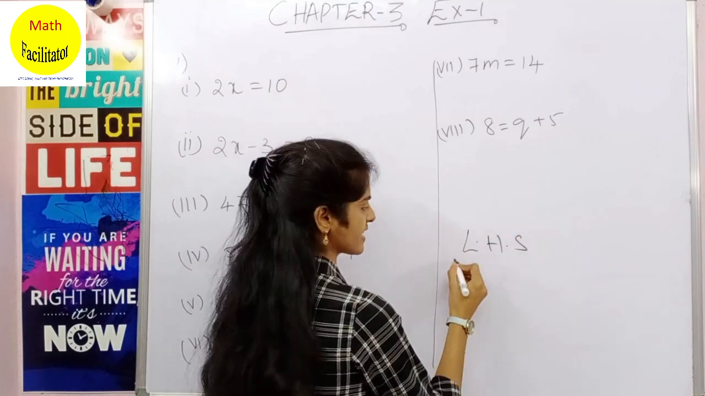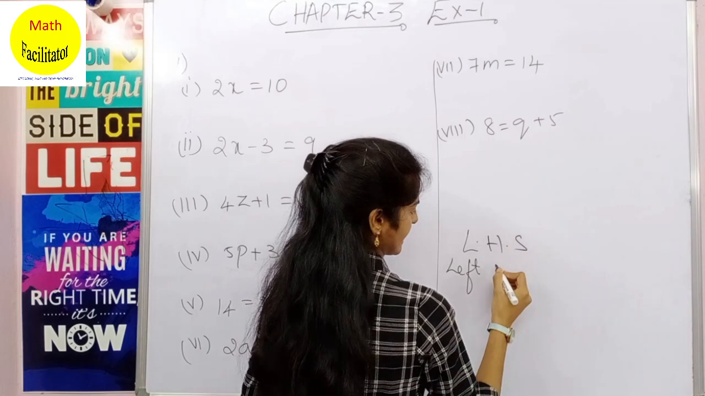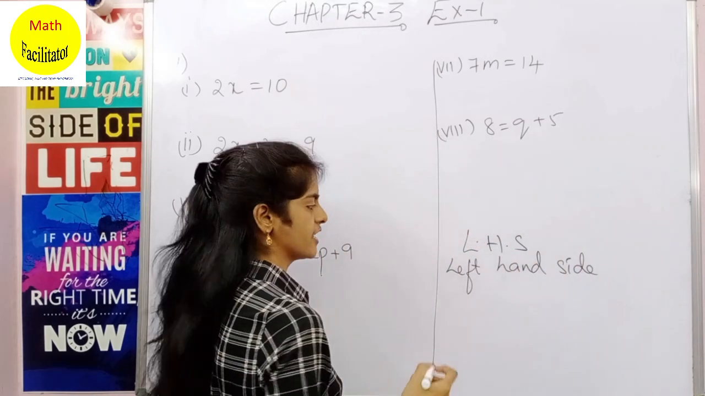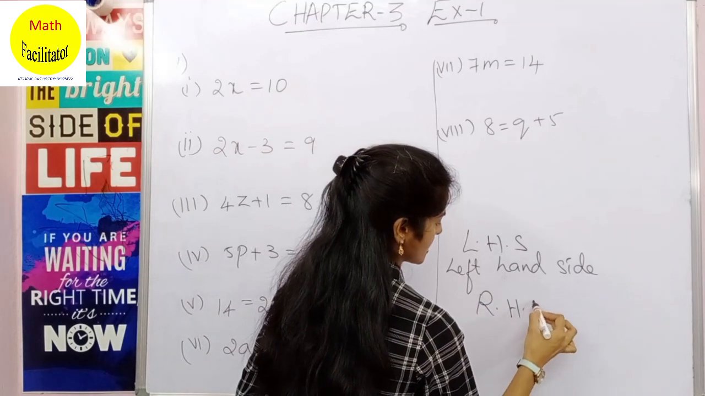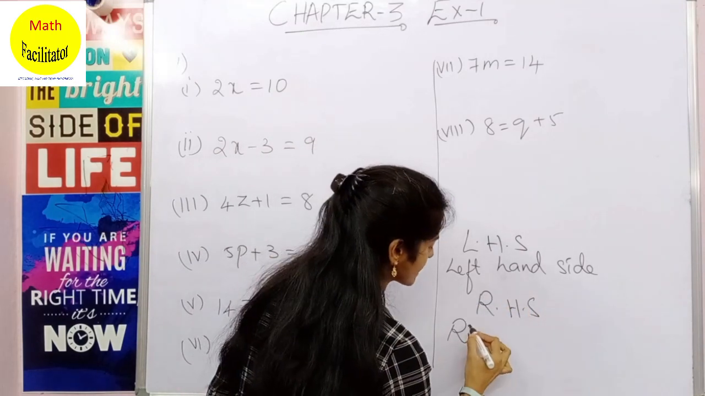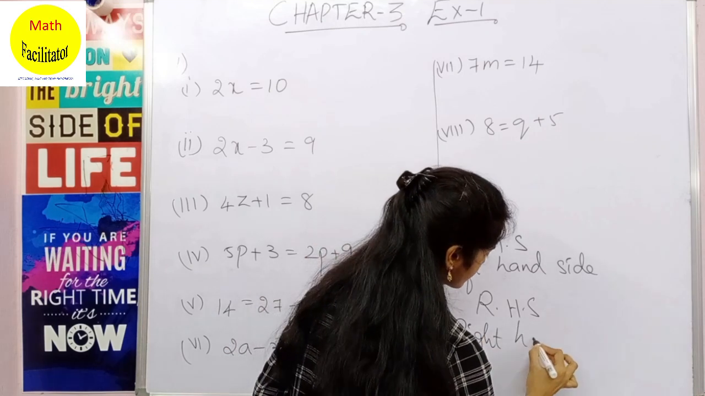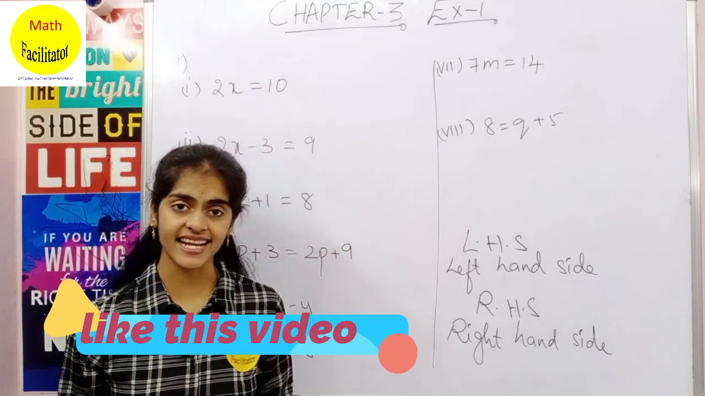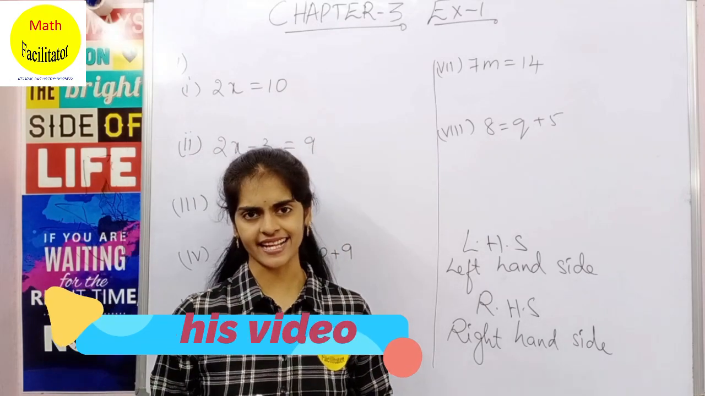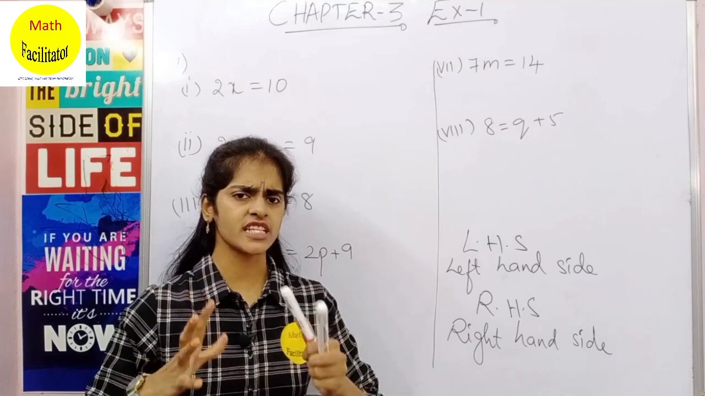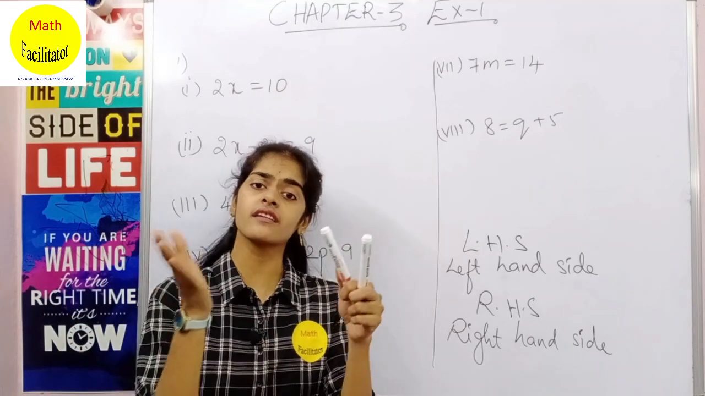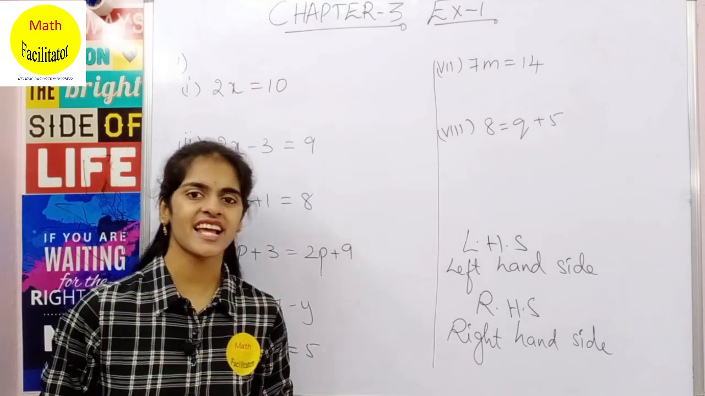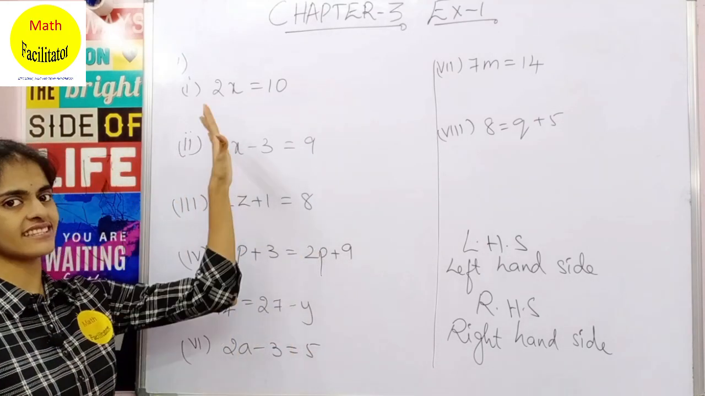LHS is nothing but L stands for left, H stands for hand, and S stands for side. Now what is RHS? R stands for right, and as you know, this is nothing but hand side. So LHS is left hand side and RHS is right hand side. Now what is the reference point to see whether it is left hand side or right hand side? The reference point is nothing but the equal to sign. Now let us discuss what is LHS and RHS in these equations.